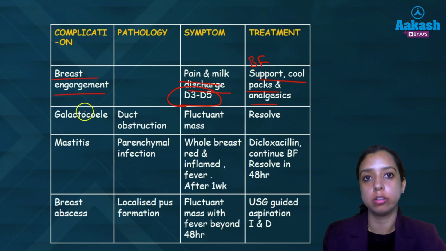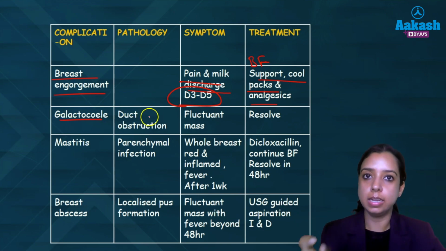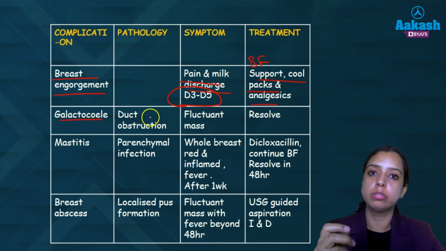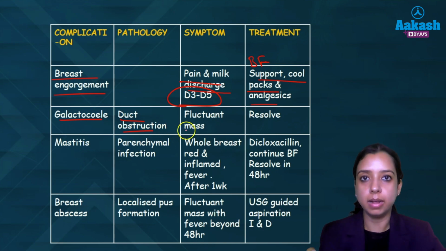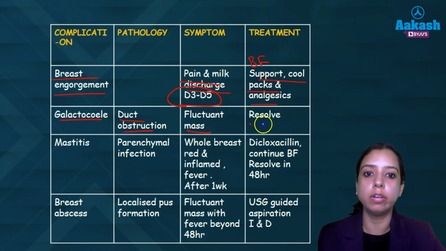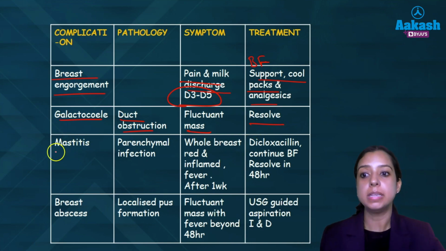That is breast engorgement. Galactocele is when a single alveolar duct gets obstructed due to some mucus plug. It leads to duct obstruction, leading to a fluctuant mass. So it's not a very tender mass, it's a fluctuant mass which resolves on its own once you feed. That's galactocele.